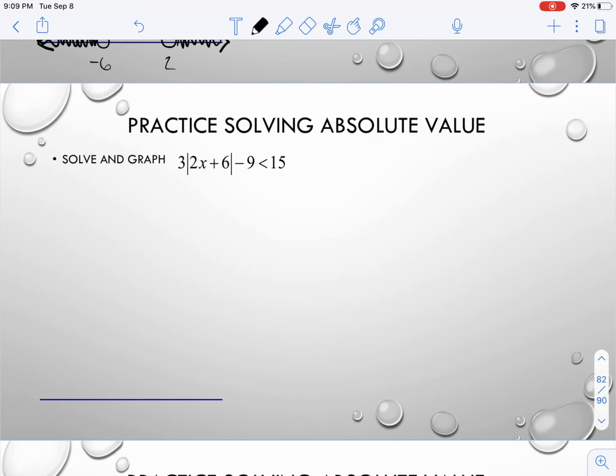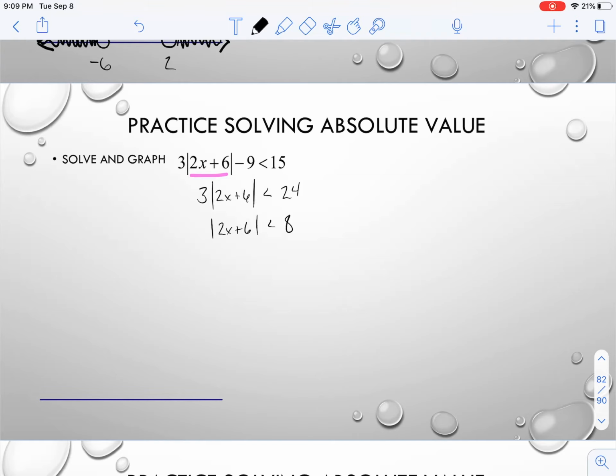I have 3 times the absolute value of 2x plus 6 minus 9 less than 15. So again, I want to isolate my absolute value first. So I'm going to add 9 to both sides. It's going to give me 3 times the absolute value of 2x plus 6 is less than 24. I'm going to divide both sides by 3. It's going to give me the absolute value of 2x plus 6 is less than 8.